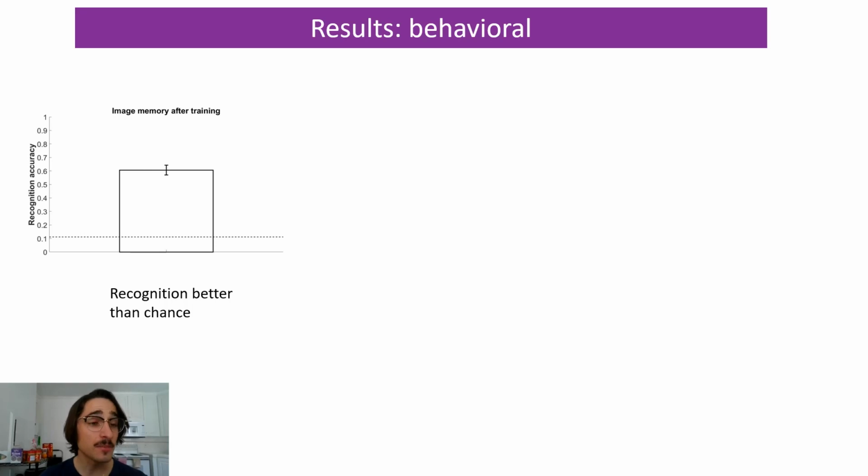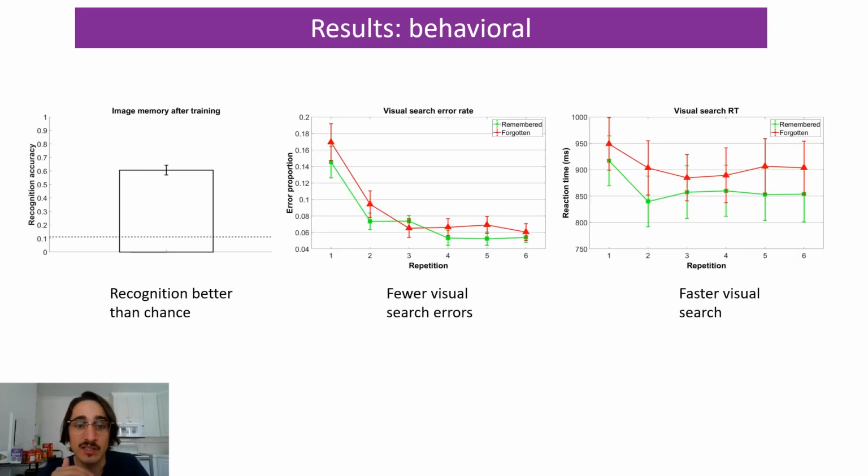So participants were well above chance in their recognition performance for the repeated search targets. Chance would have been around 11% if people were clicking at random, but participants were around 60% recognition. We also backsorted visual search error rates and reaction times according to subsequent memory, and participants ended up searching faster for images that they later remembered, and they committed fewer visual search errors for images that they later remembered.